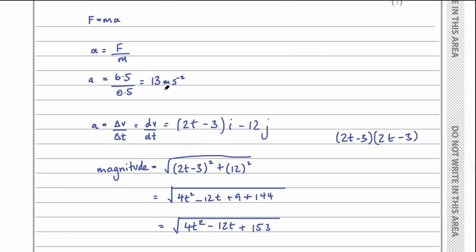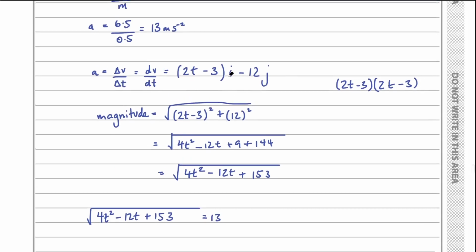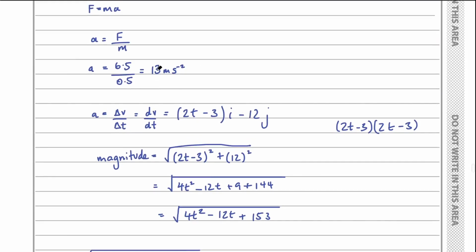So now we can go ahead and set this equal to this 13 we found before. So we can say that 4t squared take 12t plus 153 is equal to 13. So hopefully that's clear. This was in vector form. We can't set that equal to 13. It wouldn't really mean anything. I mean, essentially this is the magnitude, this is the vector. So we had to get the magnitude and set it equal to 13 in order to find t.